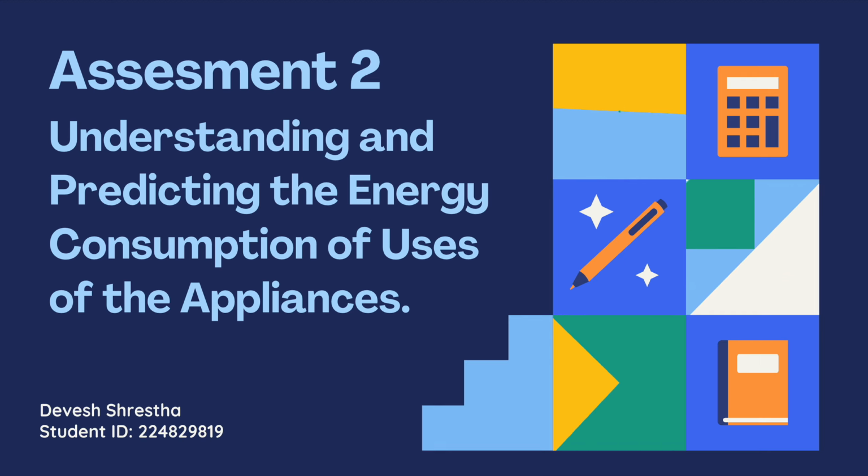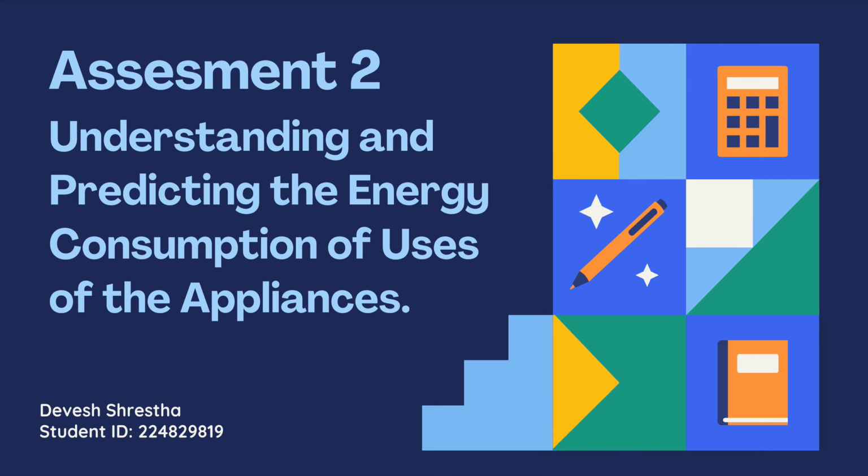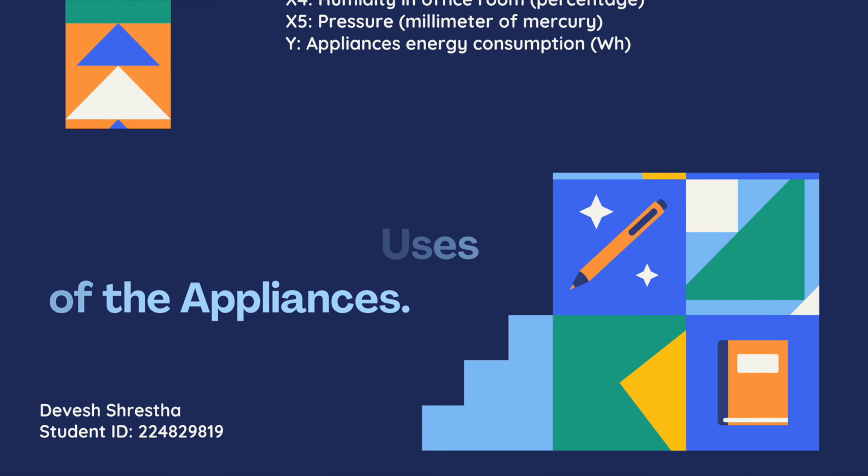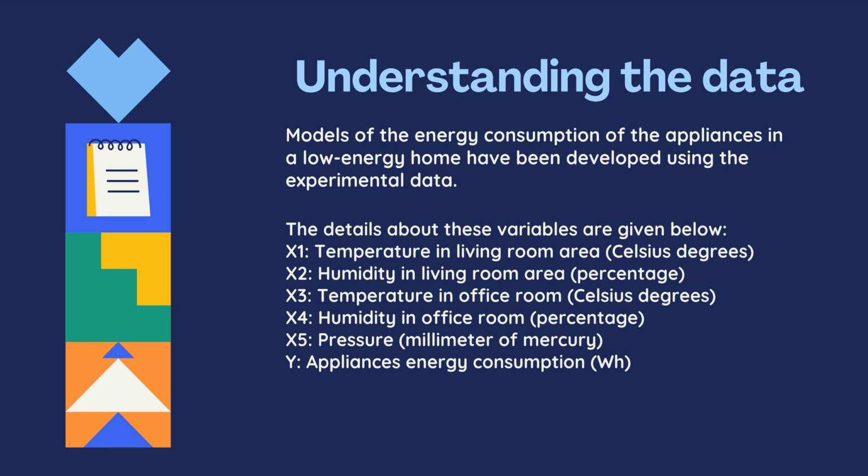Everyone, I'm Devesh Shrestha and I'm presenting my research on understanding and predicting the consumption of users of the appliances. Firstly, understanding the data, whereas X1 and X2 represent temperature and humidity in the living room, whereas X3 and X4 represent temperature and humidity in the office room, whereas X5 represents pressure and Y represents energy consumption.